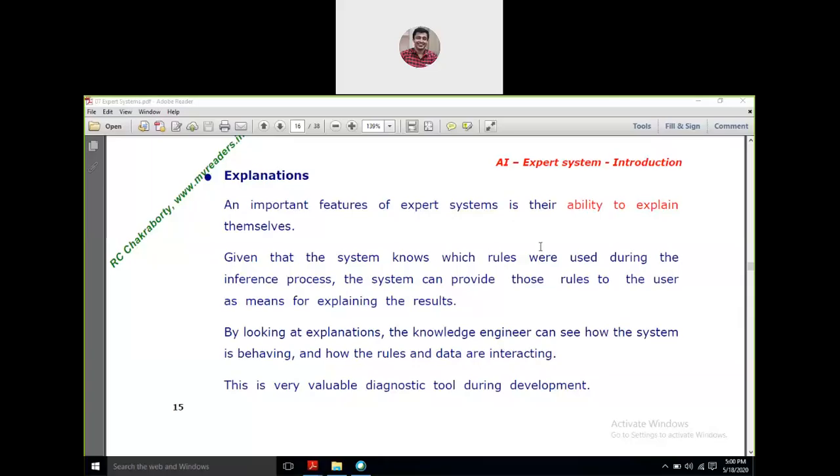Now, given the system knows which rules were used, and why, the system must have the ability to answer those things during the inference process. As I have already said, we have the knowledge base, we have the working memory, and we have the inference engine. The inference engine is basically the expert system shell, right? It is basically the expert system shell where the majority of the decisions are taken, right? Majority of decisions are taken.